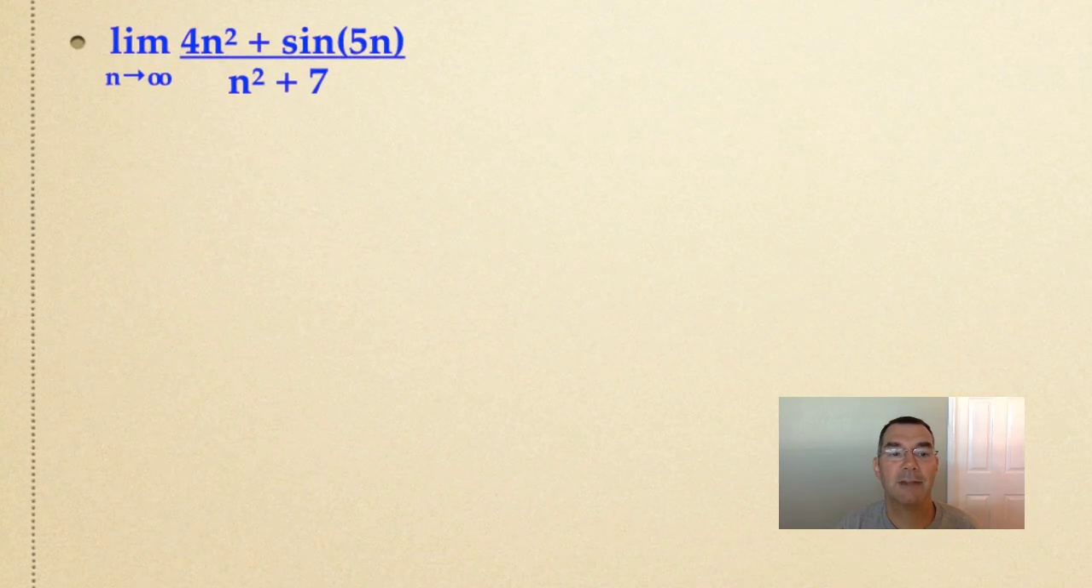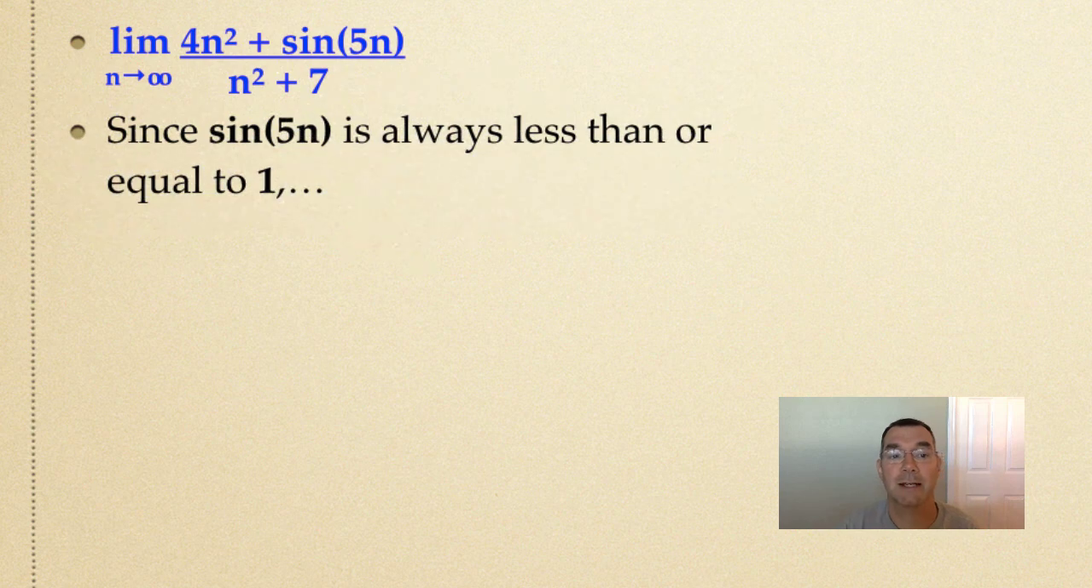Let's say I have the limit as n approaches infinity of 4n squared plus the sine of 5n, all over n squared plus 7. I want to find a sequence where every term is higher than this, and a sequence where every term is lower than this, and show that those two sequences have the same limit as n approaches infinity. Well, I know that the sine function consistently goes between values of -1 and 1. So I know that the sine of 5n is always going to be less than or equal to 1.